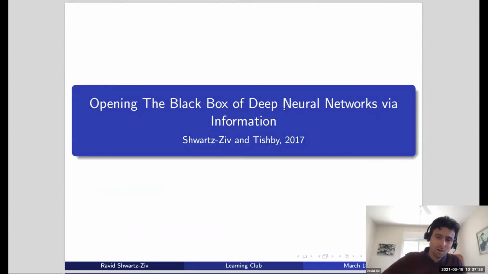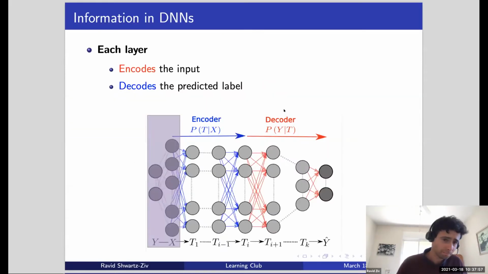Okay, so let's start with our first work, opening the black box of deep neural networks. And in this work, we suggested to look at neural networks from an information theory perspective. So let's consider this simple feed-forward network.